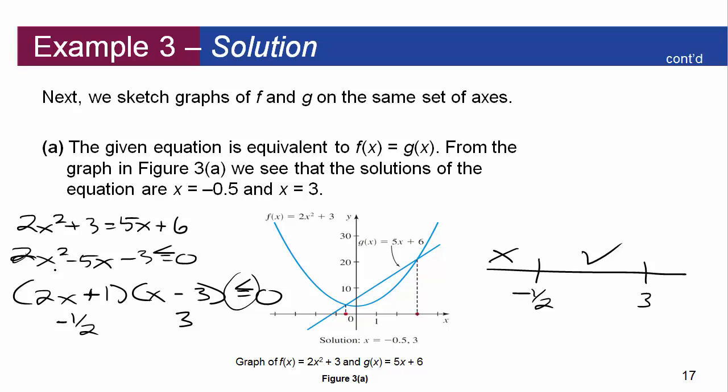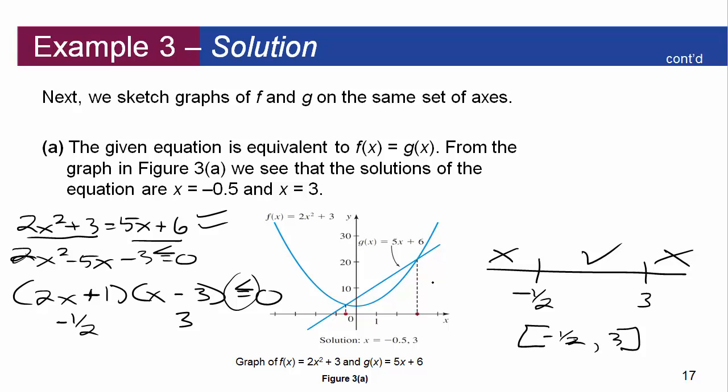Something bigger than 3, like 4. 4 makes this positive. 4 makes this positive. Positive times positive, so it fails there. So the only place where this thing is less than or equal to 0 is in between these two numbers. And because it's a less than or equal to, it's from -1/2 to 3 with square brackets. And we can see here from the picture that that is, in fact, where the parabola is less than the straight line, where we were originally. But we don't need to do that graphically. We can do it the other way.